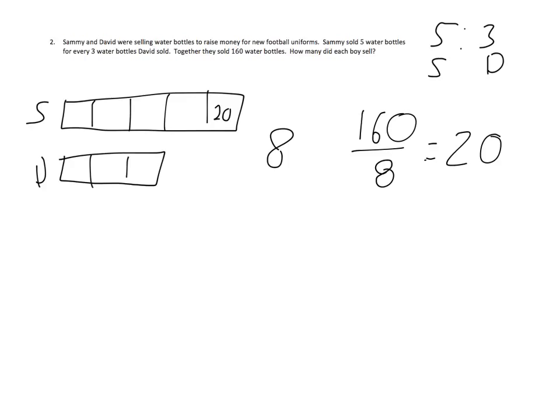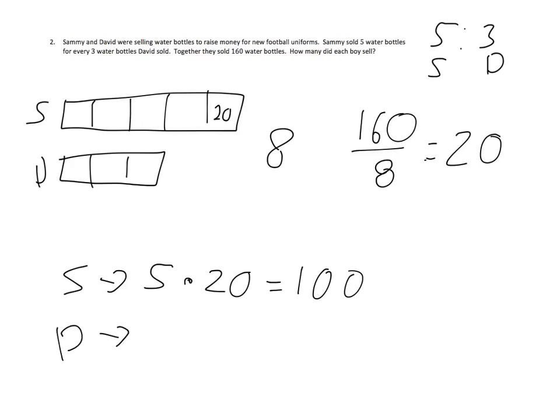Well, if we know what each section is, then we can just multiply that times the number of sections. So for Sammy, she has 5 sections. 5 times 20 is going to get us 100. Whereas for David, it's 3 times 20 because he has 3 sections, which is going to equal 60. So there we can see how much each boy sold. Sammy sold 100 and David sold 60.